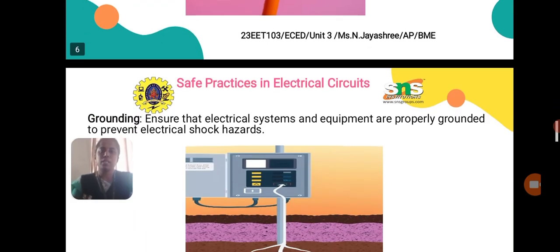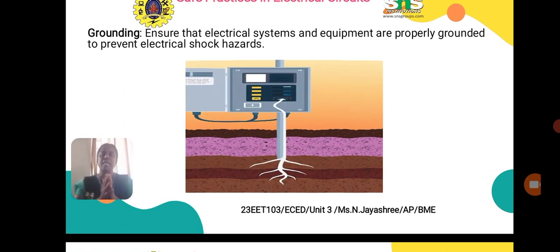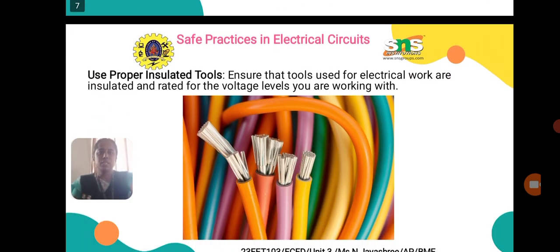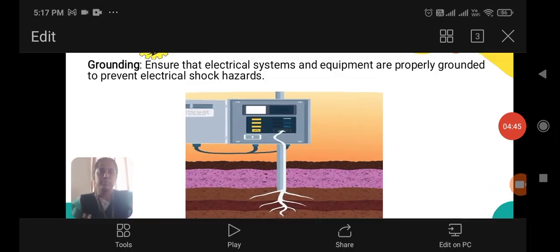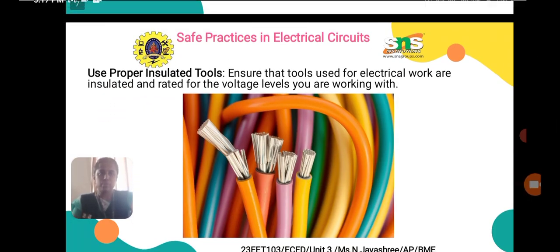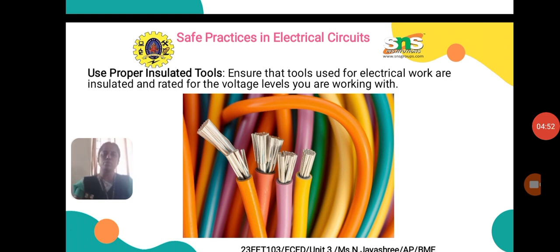Next one is about grounding. Ensuring that electrical systems and equipment are properly grounded to prevent electrical shock hazards, where the system is connected to ground. Next one is use proper insulated tools. Ensure the tools used for electrical work are insulated and rated for the voltage levels that you are working with.